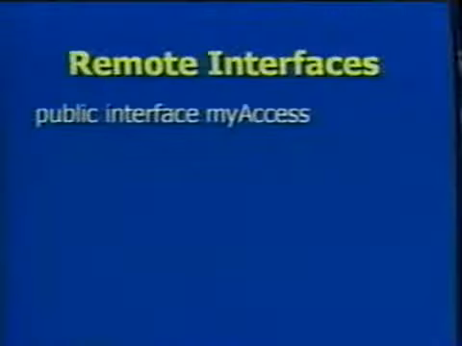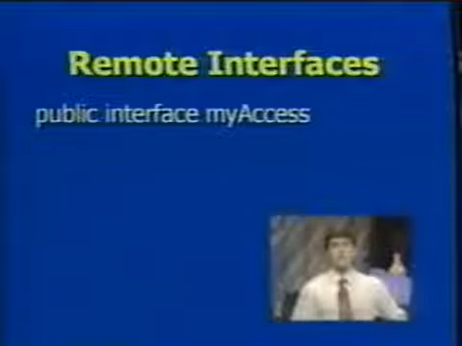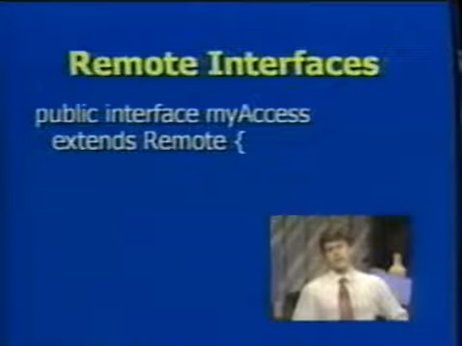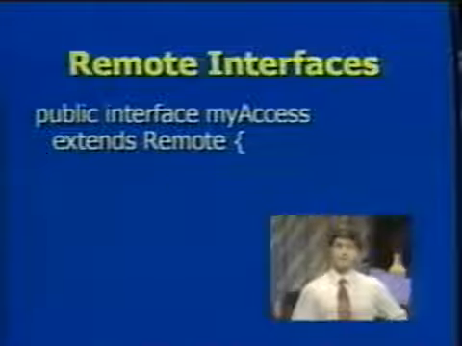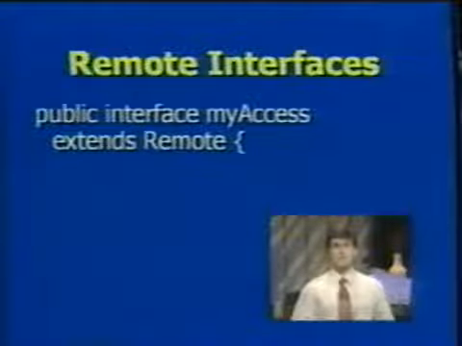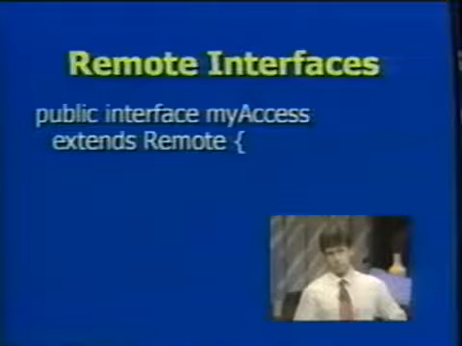We have a public interface, MyAccess. Essentially, we've just given a name to this interface, MyAccess, and it extends Remote. Now this is important. Remote is a flag. It's part of the core Java libraries. It's an interface that does not define any methods itself. It just flags this interface as being something that can be remotely distributed.